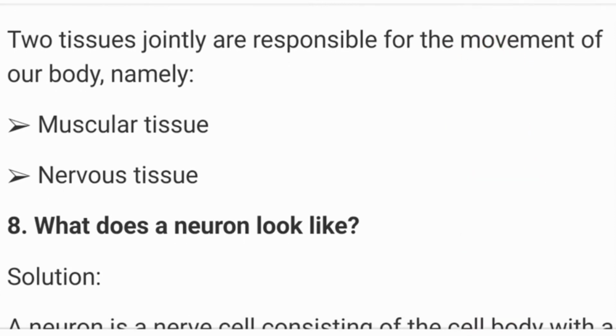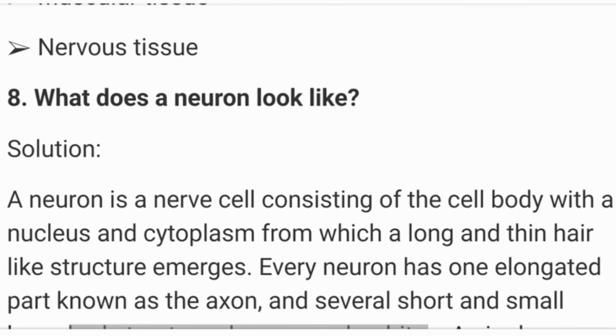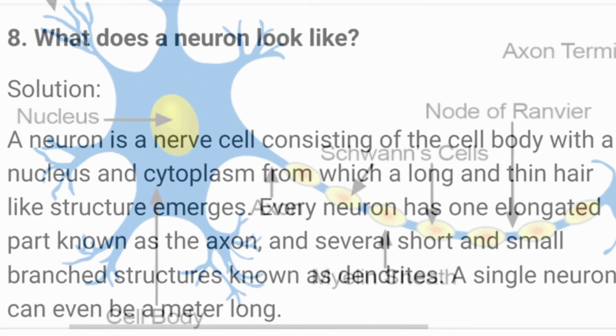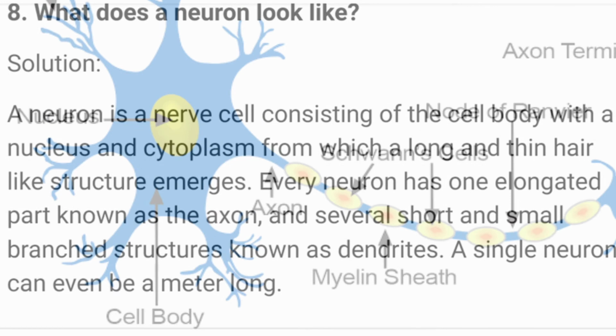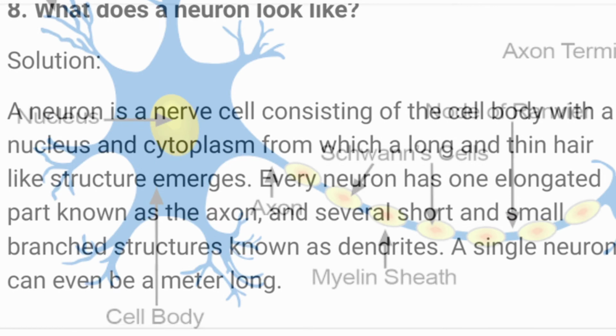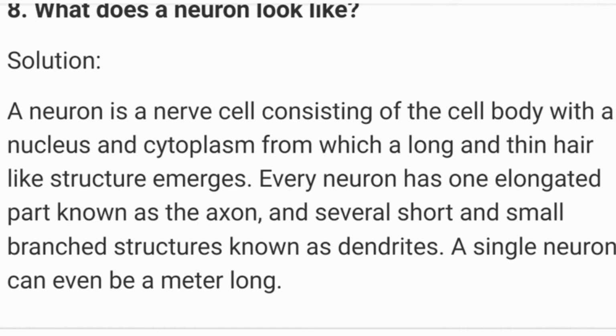What does a neuron look like? A neuron is a nerve cell consisting of the cell body with a nucleus and cytoplasm, from which a long and thin hair-like structure emerges. Emerges means grows out. Every neuron has one elongated part known as the axon and several short and small branched structures known as dendrites. A single neuron can even be a meter long, and we studied that the longest nerve cell is present in the giraffe's neck, approximately 3 meters long.